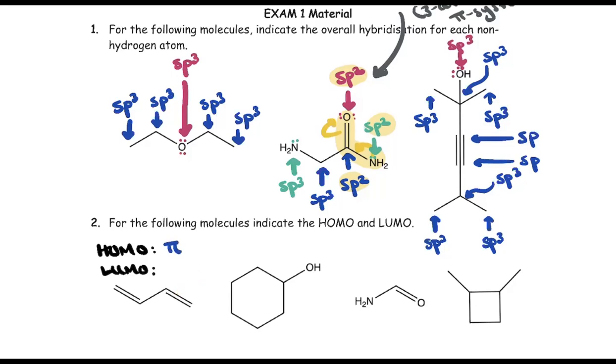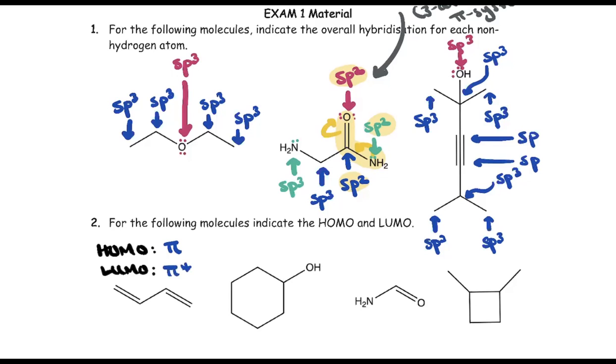And then likewise, your LUMO should be anti-bonding, ideally here, unless it's an empty orbital, which is not. Well, between a sigma bond and a pi bond, the pi bond will be easier to break in this case. So because of that, it'll be pi star.